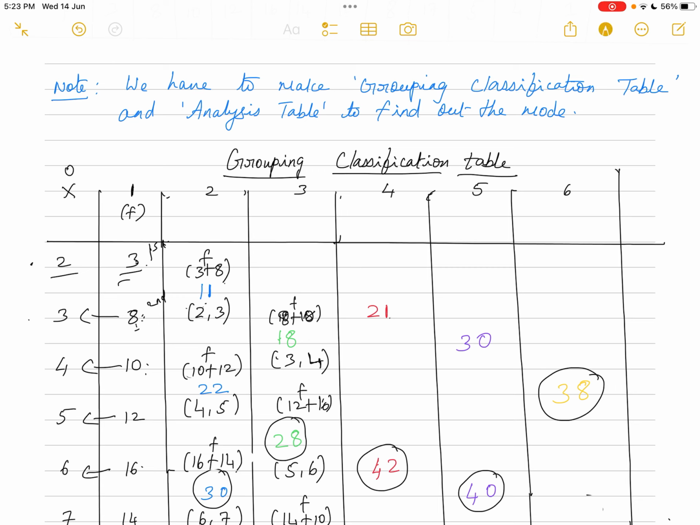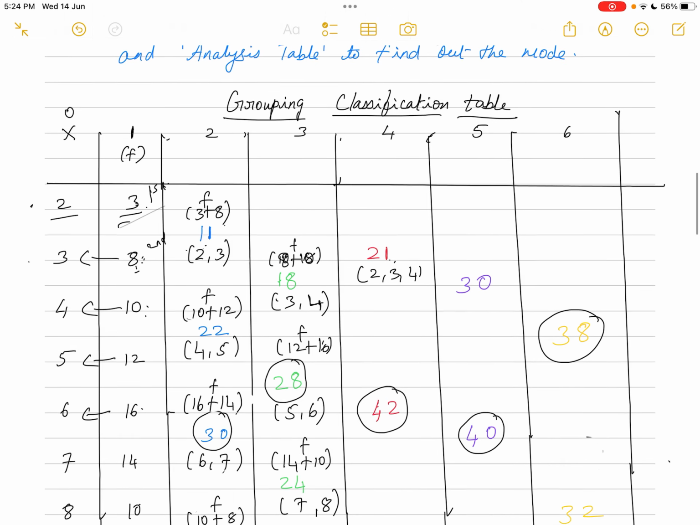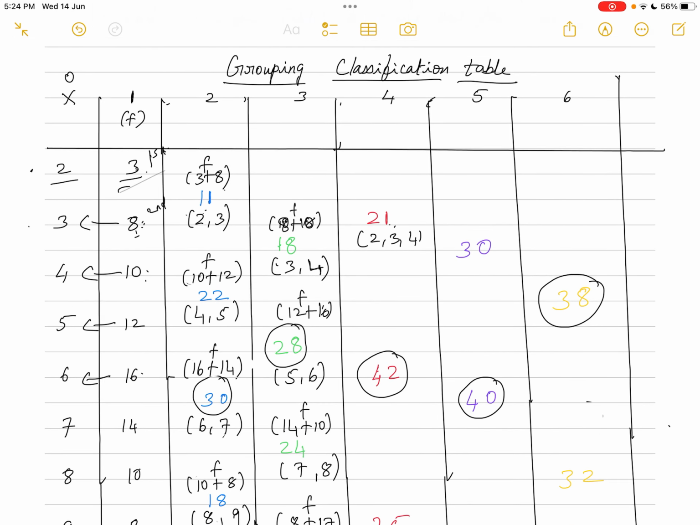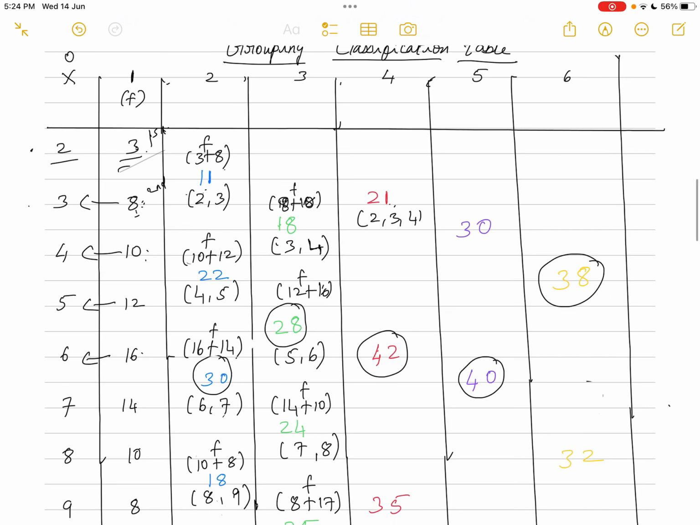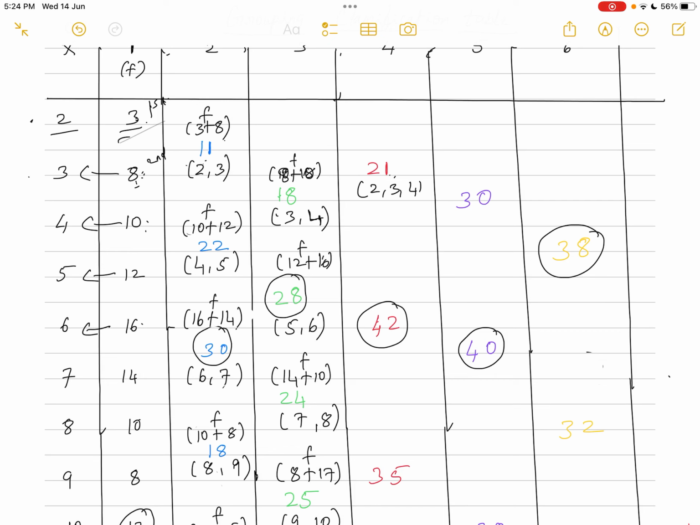Now let us check out. So column 4, how did we arrive at column 4? So 3 plus 8, 11. 11 plus 10, we are getting 21. So what is the corresponding x value here? The corresponding x value here is 2, 3, 4. Now I am not writing the frequency. Now I think you can understand how we are arriving at these values. Okay. So the next one, like that you have to keep on calculating 3 rows each.